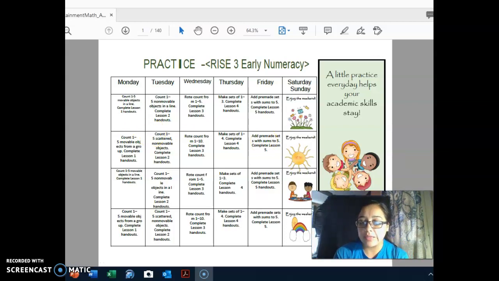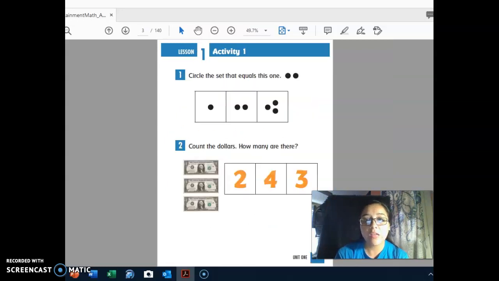So let's go ahead and get started with the lesson 1 handout. There's a couple of pages, but you have your packet. All you have to do is circle. For number 1, it says circle the set that equals this one. You have 2. Which one equals 2? Is it this one, or this one? Make sure you count your circles. You have 1, 2 in the first cube. You have 1, 2 circles in the second cube. You have 1, 2, 3 circles in the third cube. Which one looks the same as this one?